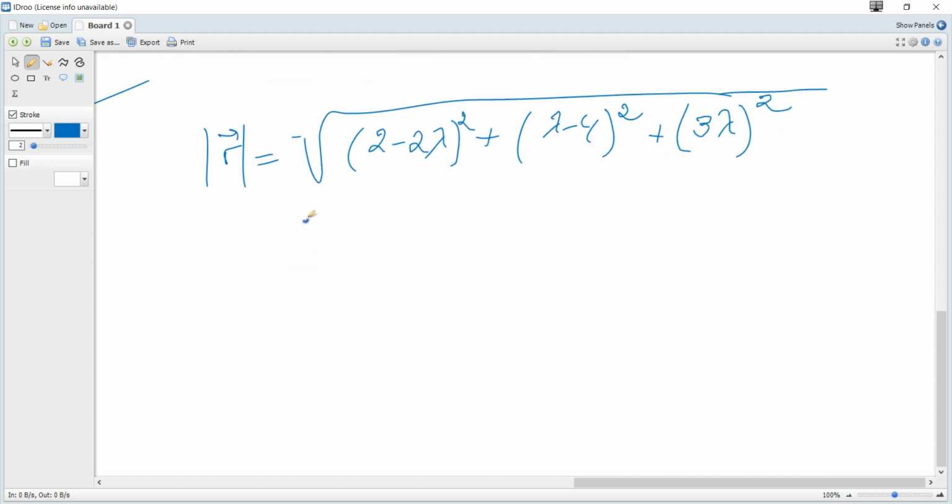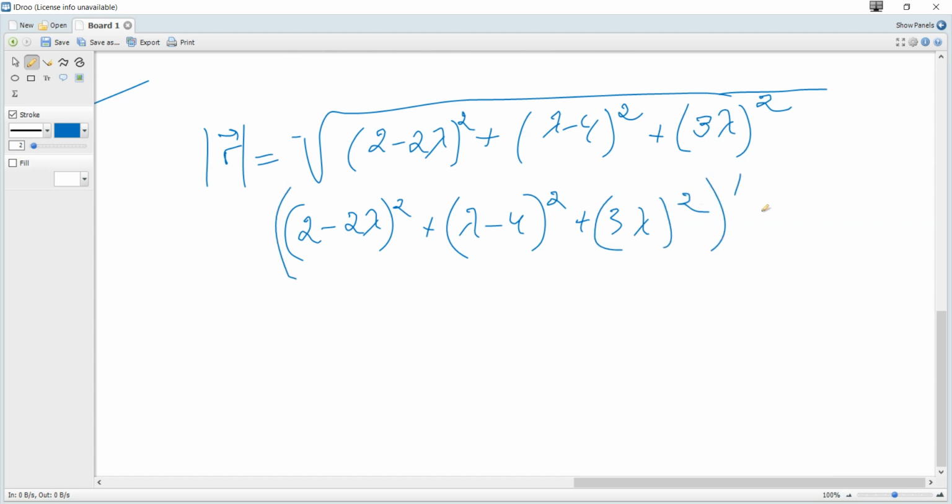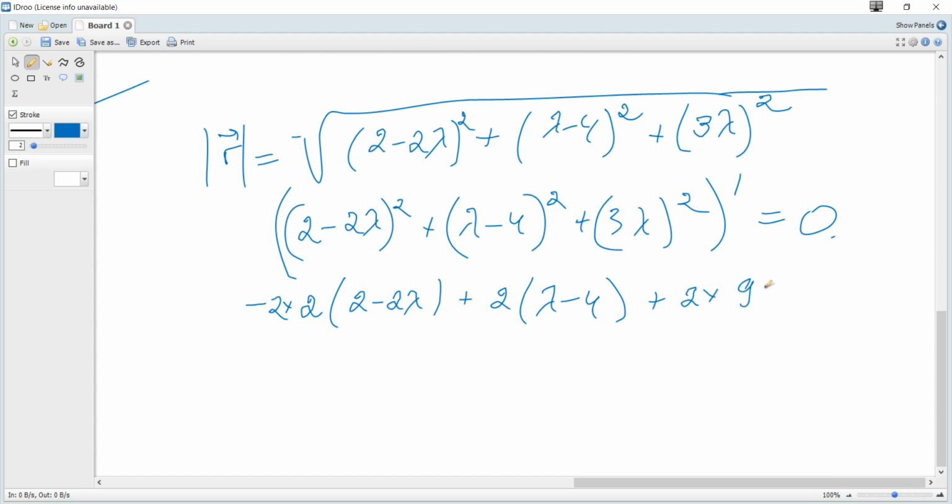So the derivative of this should be 0. You may expand, or use the chain rule: something squared gives 2 times this, times this derivative, which is negative 2, plus 2 times (lambda minus 4), and this derivative is 1, plus 9 lambda squared, so it's 2 times 9 lambda, equals 0.